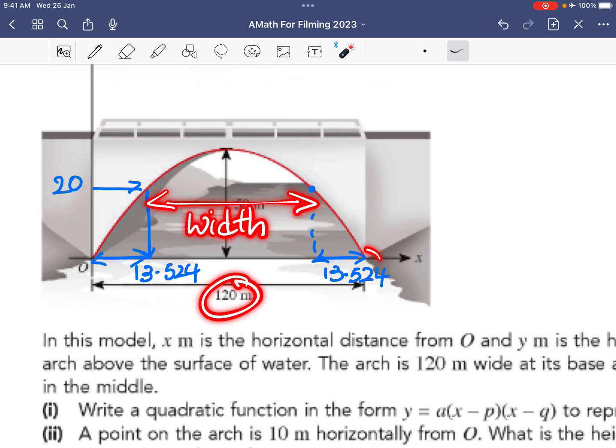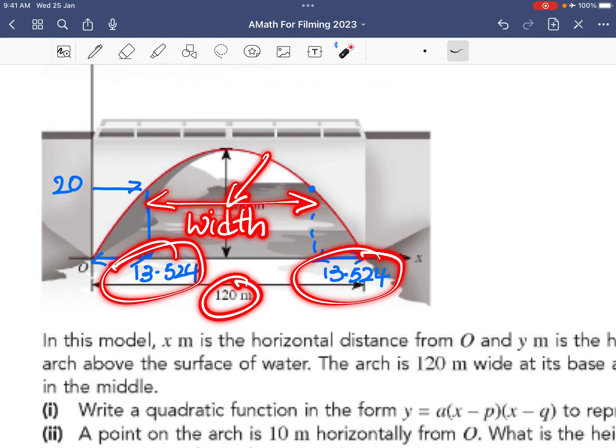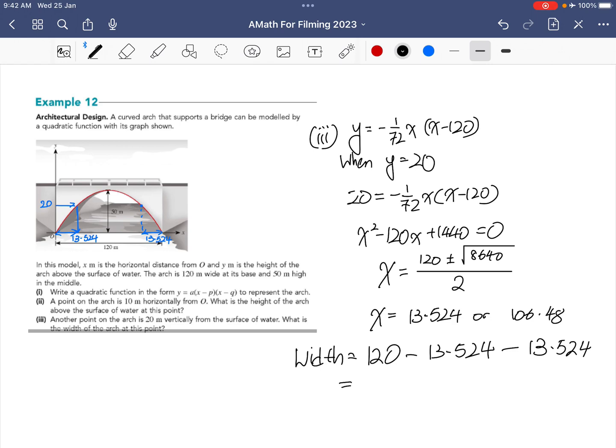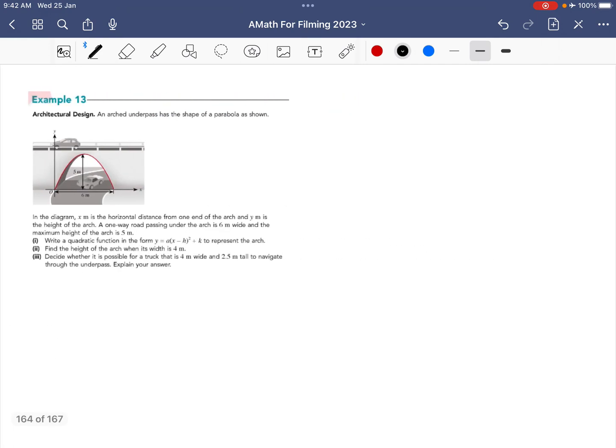So how do I get the width? I take 120 minus 13.524 minus 13.524. What I'm left with is the width of the bridge itself. So for me to get the width of my bridge, I'll take the width is equal to 120 minus 13.524 minus 13.524. So the width of my bridge will be 93.0 meters, correct to 3 significant figures.